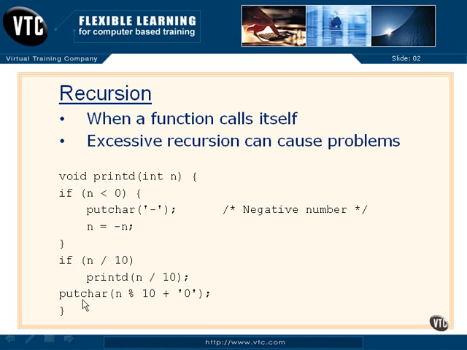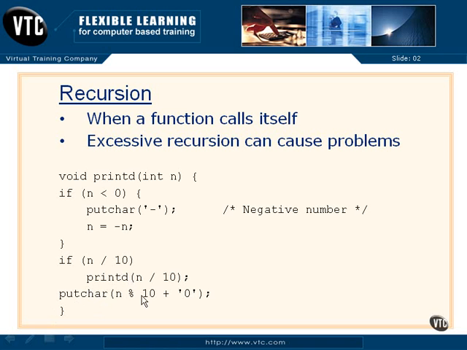When that happens, we putchar n modulo 10, so that's the remainder of n divided by 10, plus a character 0. A character 0 added to the actual value number will create the ASCII printable character. So we put out the printable character, and then we return from printd. Well, if there were multiple printds calling each other, when we return from printd, we actually return to here, the next statement after the last time we called printd.